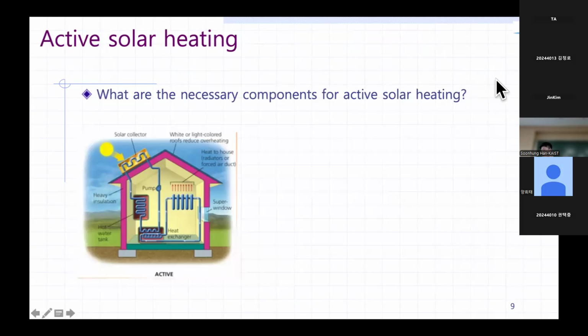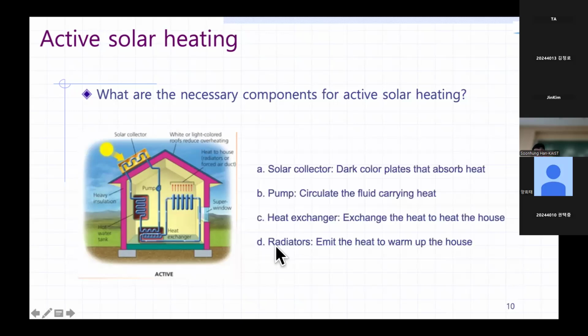So this is the active one, not the passive one. So what do you think? What are the necessary components for active solar heating? Maybe it might be really small, but you can see from the pictures. Okay, no difference from the passive one. One is the solar collector. It's a dark color plate, same as the passive one. And the pump circulates the fluid. Okay, and the fluid carries heat.